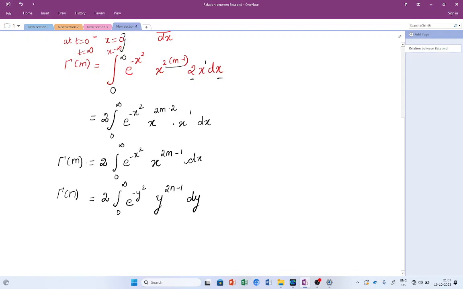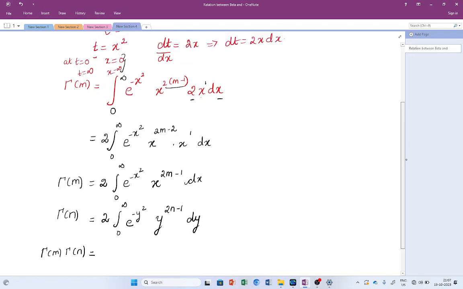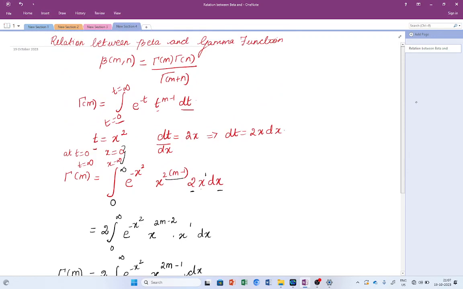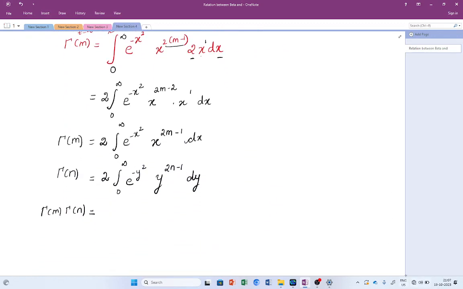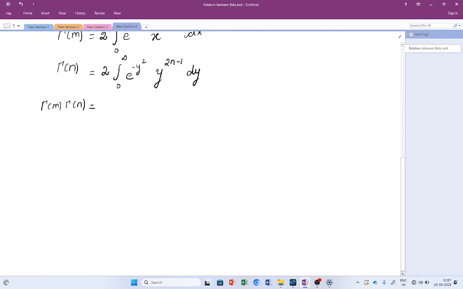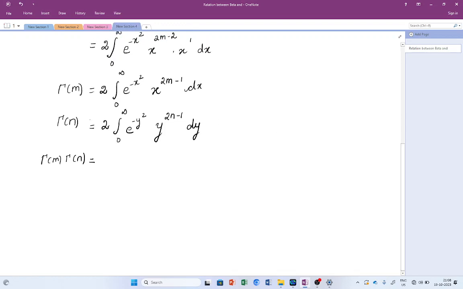So now I have my gamma of m, and with it I have defined my gamma of n. What I'm trying to do is prove this relation, so I'm deriving the numerator part, gamma of m into gamma of n. So now you can see here, gamma of m into gamma of n means I can just write this.